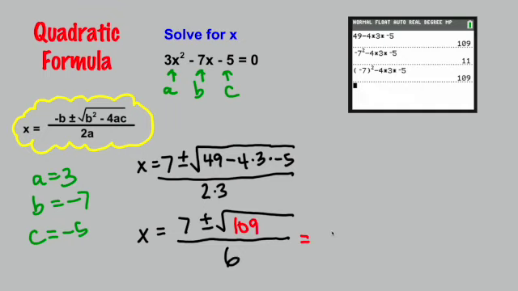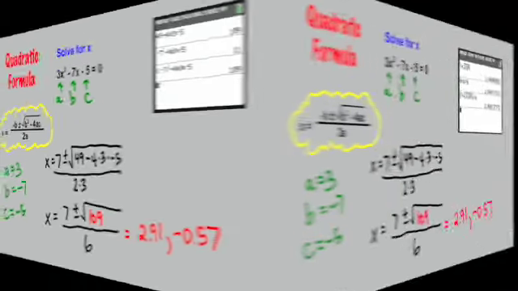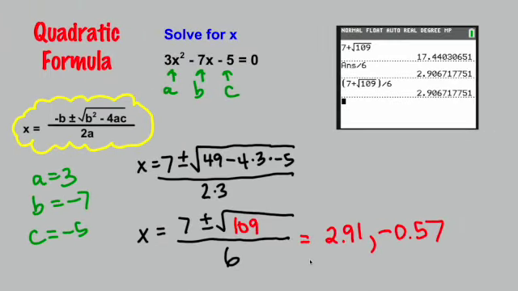So when you're done doing this, you should get approximate answers of about 2.91 and negative 0.57. Once again, though, let me show you how I would do this on the calculator. First of all, it's everything on top divided by 6.